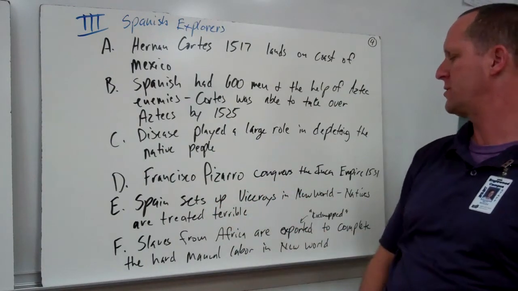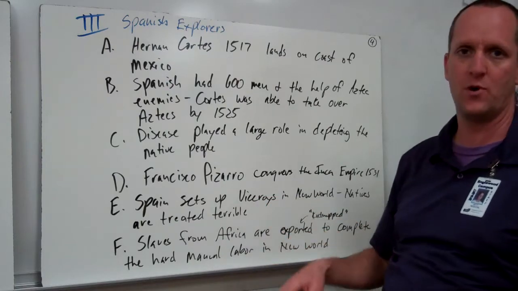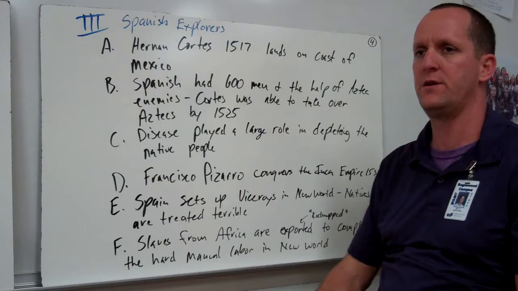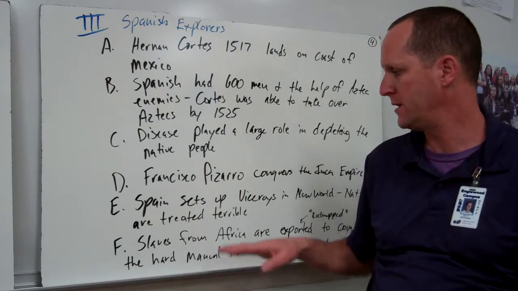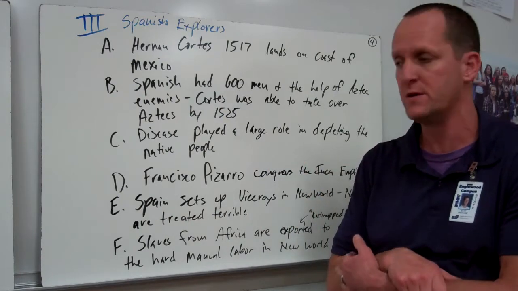Francisco Pizarro conquers the Inca Empire in 1531. Spain sets up viceroys in the New World, and natives are treated quite horribly. They were treated like slaves, but at the same time they were dying off by the millions.